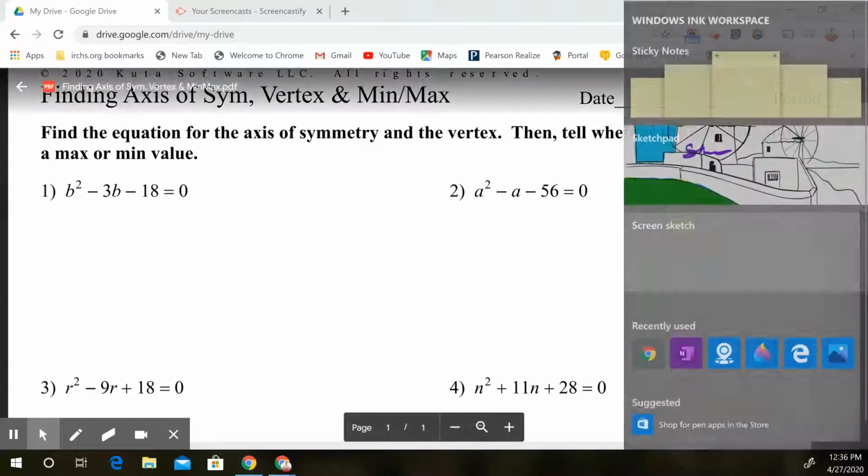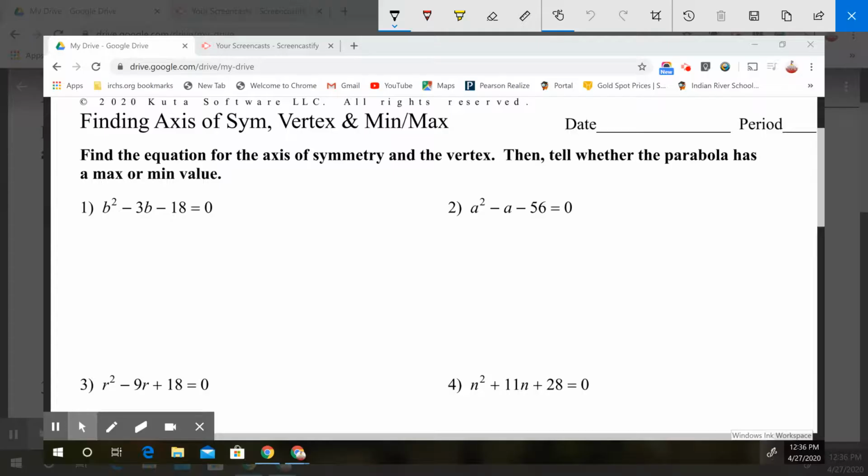All right, so here's a worksheet that wants you to do the first three steps of any quadratic that you ever do. The first three steps are you're going to find the axis of symmetry, you're going to find the vertex, and then you're going to tell whether it's a min or max value. All right. So in these problems, they've had y is equal to 0, but really this is just essentially y is equal to b squared minus 3b minus 18. In this case, b is replacing x.